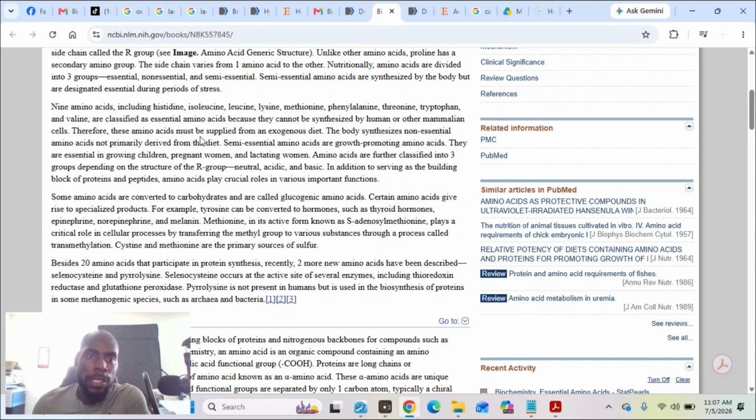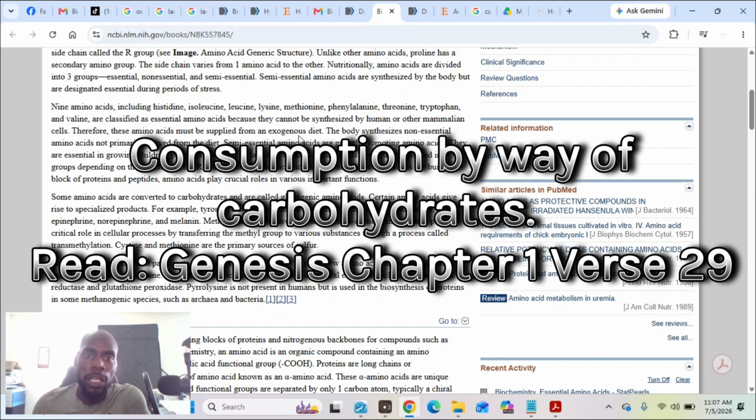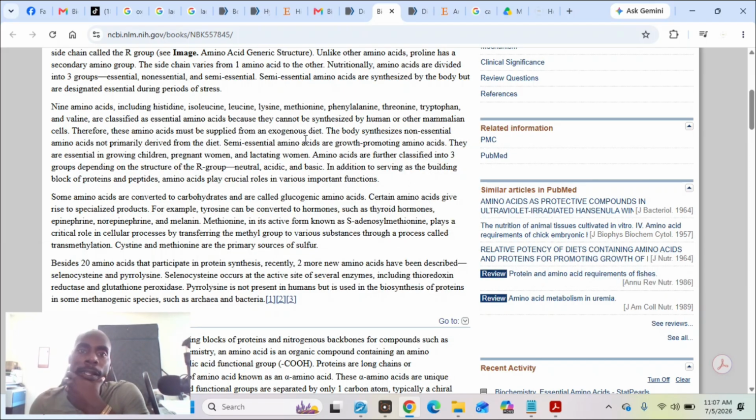Therefore, these amino acids must be supplied from an exogenous diet. The body synthesizes non-essential amino acids, not primarily derived from the diet. Semi-essential amino acids are growth-promoting amino acids. They are essential in growing children, pregnant women, and lactating women.